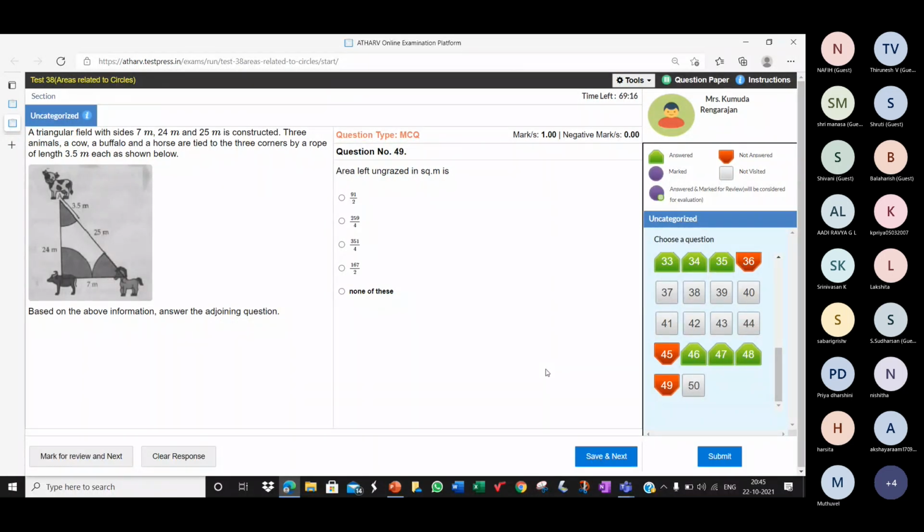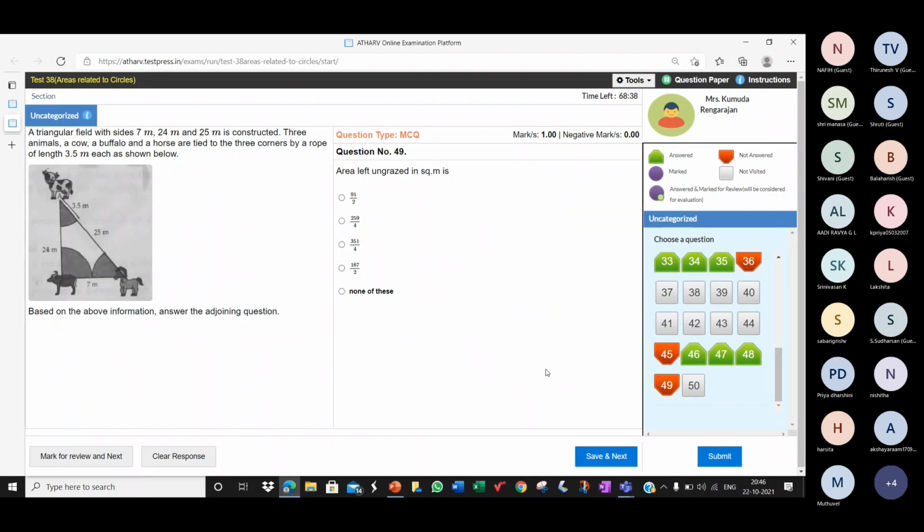How do you find the area left ungrazed? The next question: area left ungrazed in square meters is? Area of triangle minus area of the shaded region. Very good. So what is the area of the shaded region? 77 by 4. The area of the 3 sectors is equal to 77 by 4. What's the area of the triangle? Since it's a right triangle, we can say half base into height.